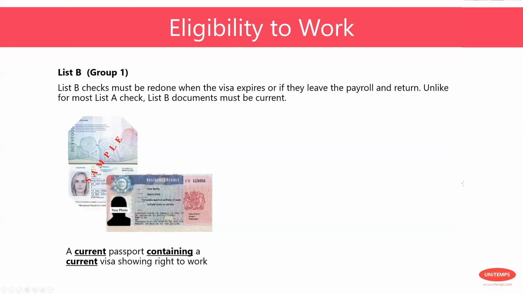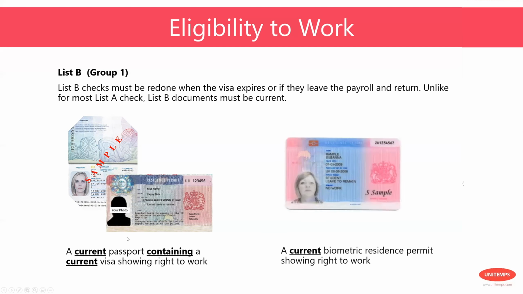Right, so what two types of documents you'll normally see. There are a lot of other options on the official government lists, but almost all the time you'll see one of these two options. So you could see a current passport containing a current visa showing right to work. That visa has to be in the current passport. If the visa is in an expired passport, it is not valid as proof of right to work.